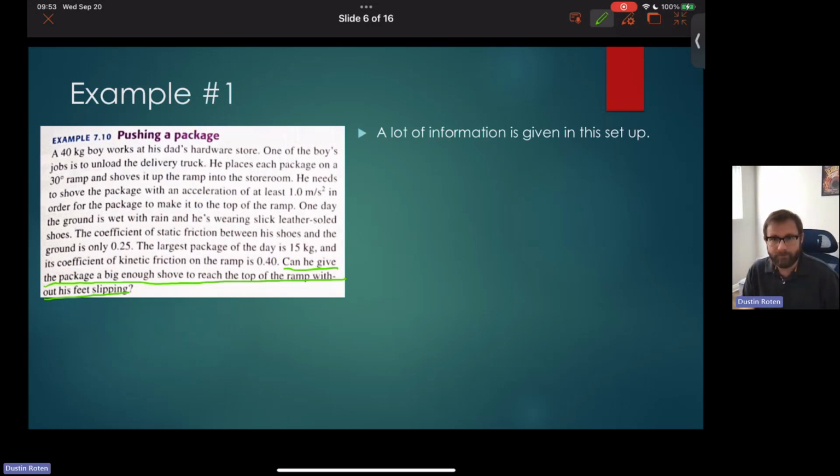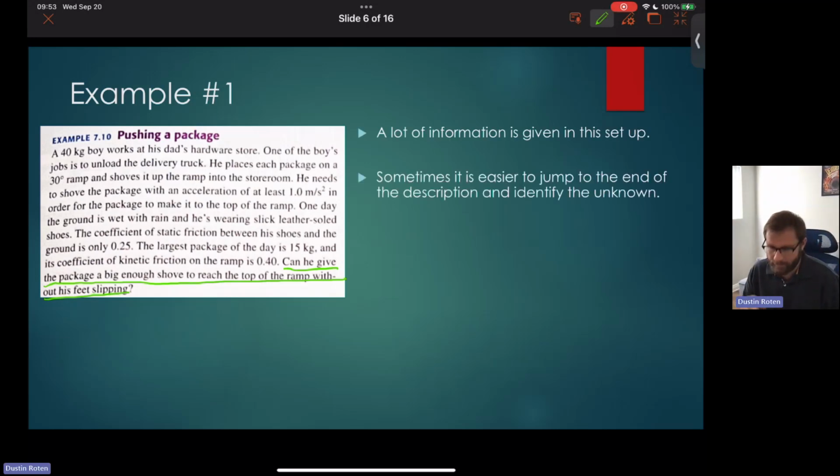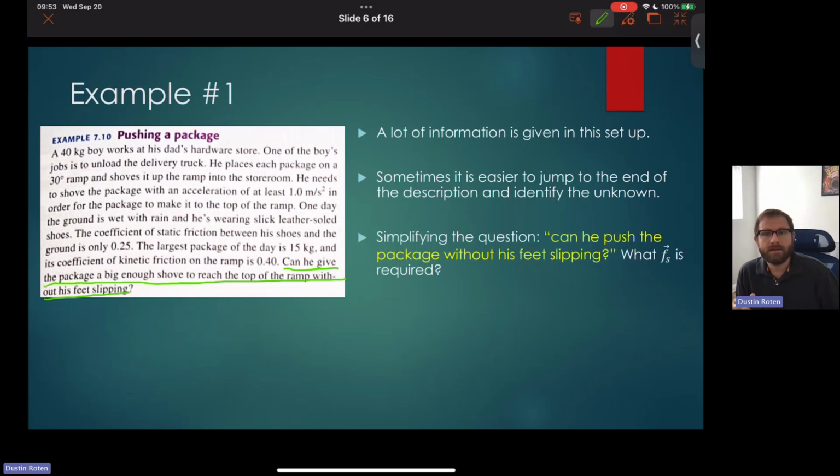Okay, so there is a lot of information given in this setup, but sometimes it is easier to skip to the end and identify the unknown, the thing we're trying to look for. Once we find that, we can go back and get the information from the problem. Okay, so let's simplify the question. Can he push the package without his feet slipping?